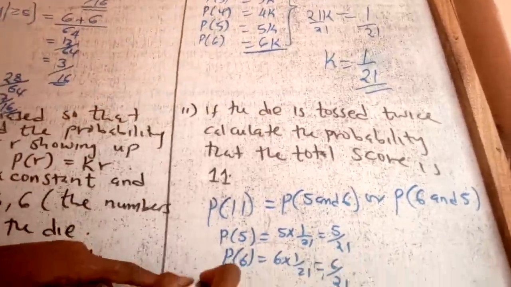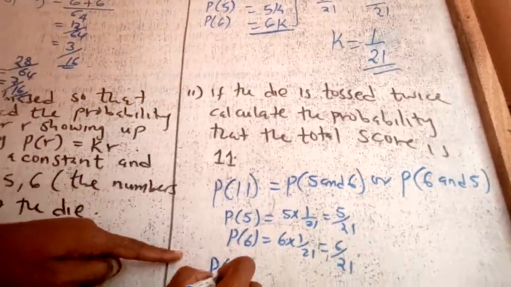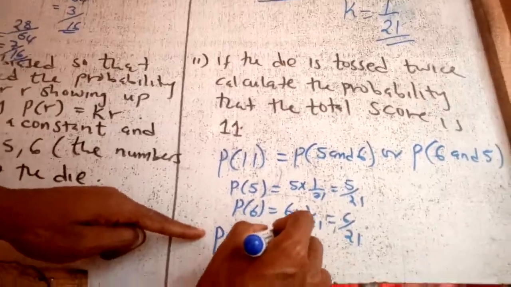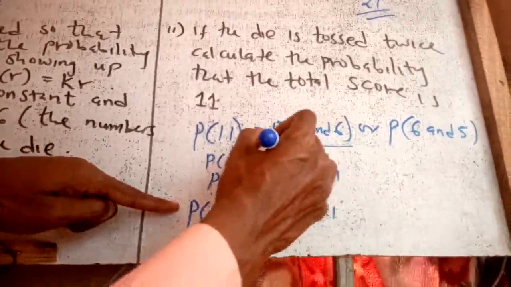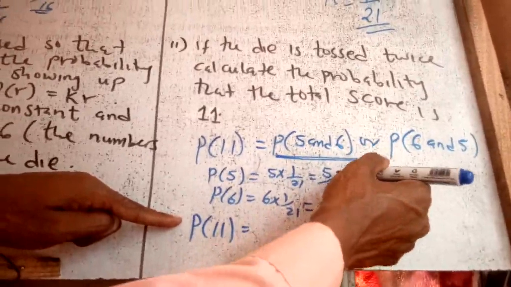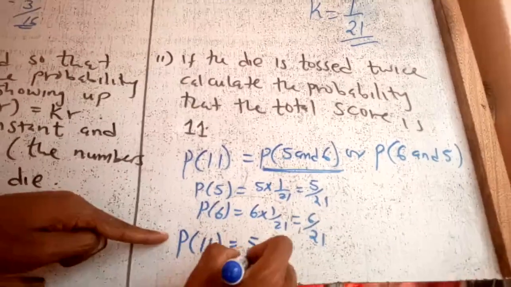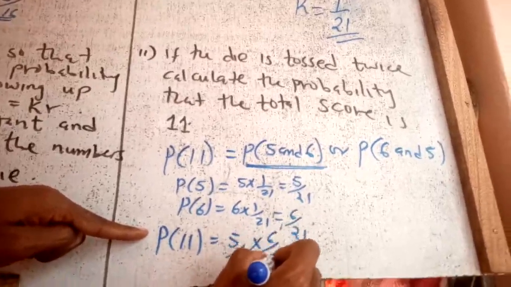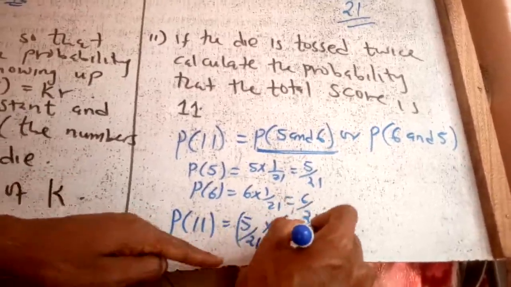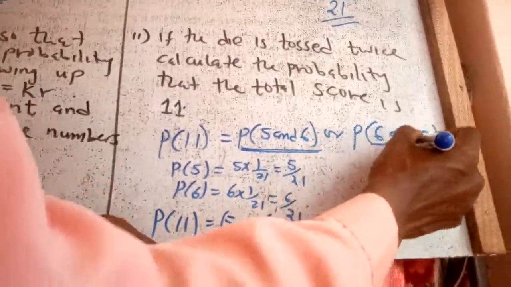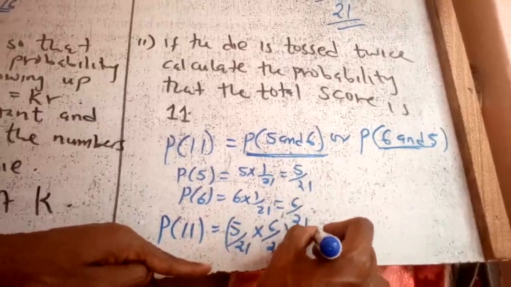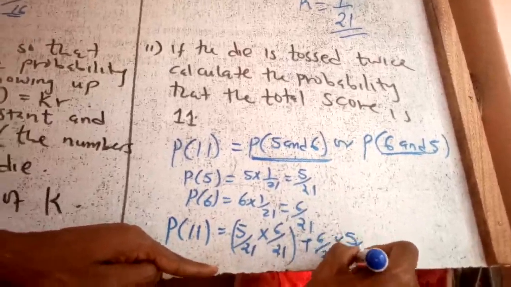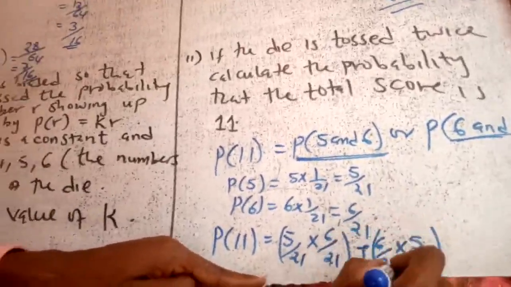And now I look for the probability of the sum being 11, which is the probability of 5 and 6, that is 5 over 21 times 6 over 21. Then I add the probability of starting with 6, which is 6 over 21, multiplied by 5 over 21. And therefore, those are the answers.